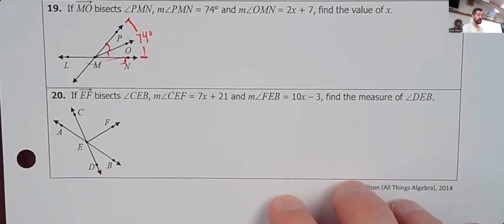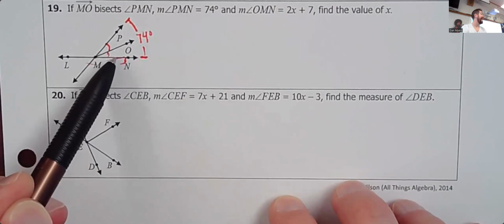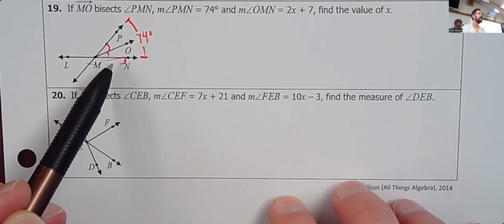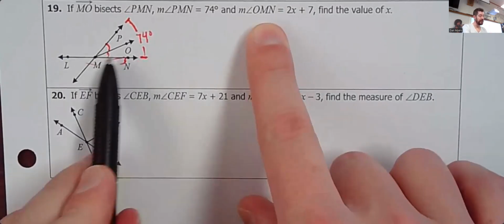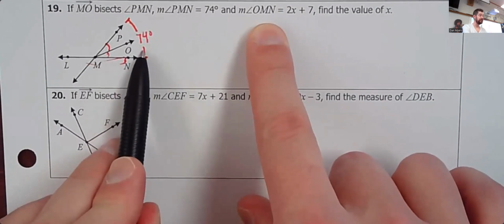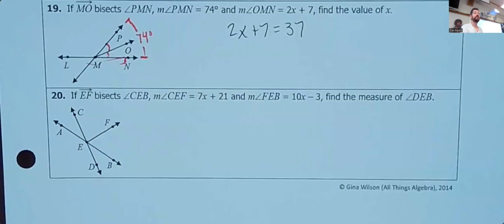All right. So if the whole thing here is 74 and those two are equal to each other, that means it's being cut in half. What's half of 74? What is it, 37? Okay. So OMN is the bottom half, which would be equal to half of 74, which would be equal to 37 degrees. So the equation that we would write for this one is 2x plus 7 equals 37, because the bottom half is equal to half of 74. Half of 74 is 37. And then you would go through and solve for x on that one. We're not going to finish that one either. I'm just kind of showing you how to set these up.